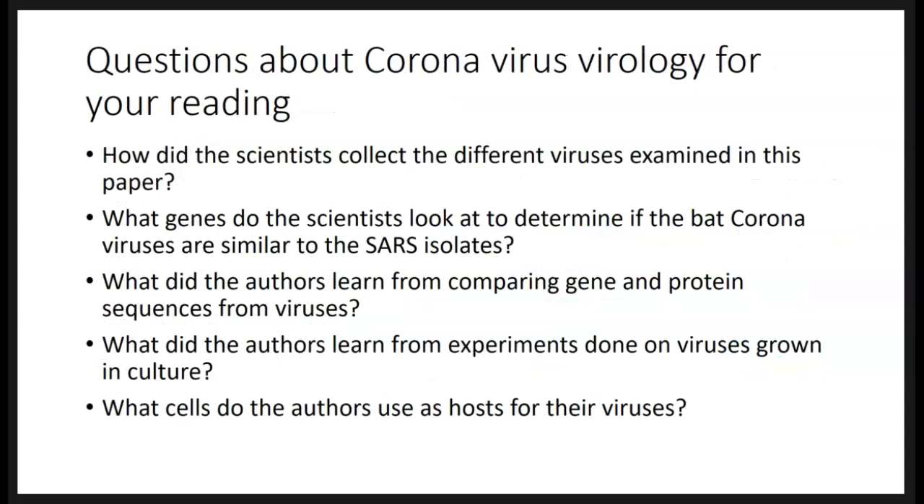So when you read this paper, think about some of the following questions. First, how did the scientists collect the different viruses that they examined? What genes do the scientists look at to determine if the bat coronaviruses are similar to the SARS isolates? Then, what did the authors learn from comparing those gene and protein sequences from the virus? You also want to make a distinction between the ways we learn about viruses from looking at their gene sequences and the ways we learn about viruses from working with them in laboratory experiments, growing them in culture. So think about the different things that the authors learn from those in vitro cell culture experiments. Finally, what cells do the authors use as hosts for their viruses in this paper?